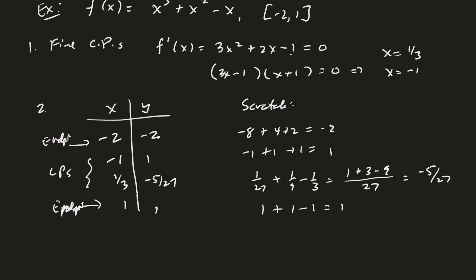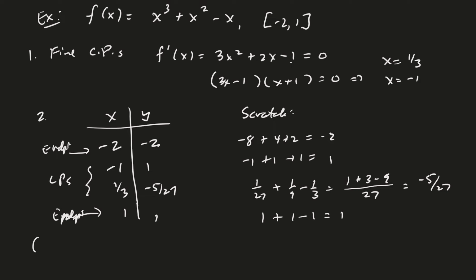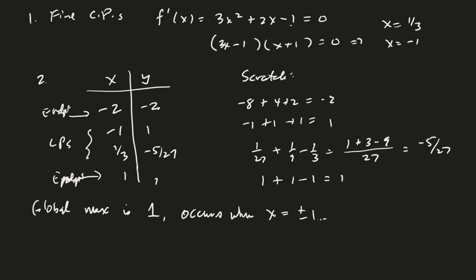Let's point out the global max and min now. The global max is 1, and it occurs in two places: when x equals -1 and x equals 1. Similarly, the global min is -2, and it occurs when x is equal to -2. Good. Now we have our max and min, and we're all done. I'll pause again, and then we'll try some more examples.